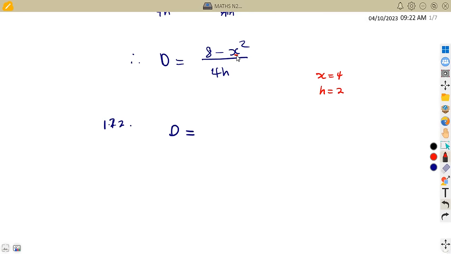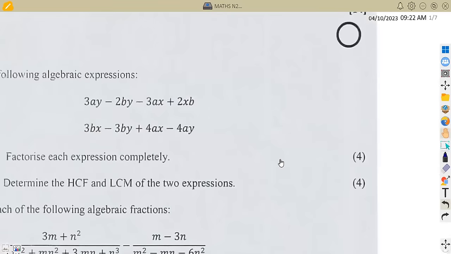So in place of x, we substitute 4. In place of h, you substitute 2. So this is going to be 8 minus 4 to the power of 2, everything over 4h, that is 4 times the value of h, which is 2. All right, so that's you guys and your calculator. This was going to give us a -1 in this case. All right, so that was the exact value of D.